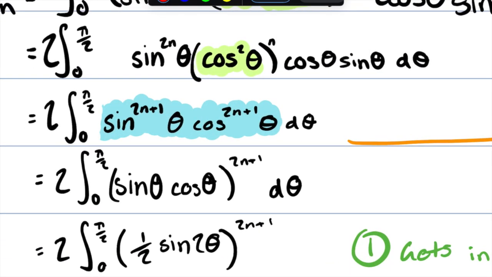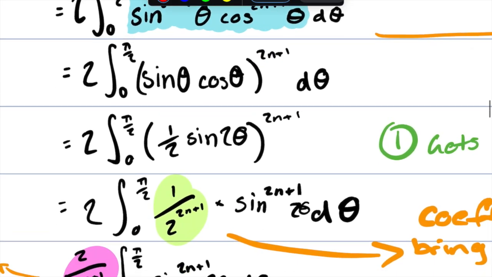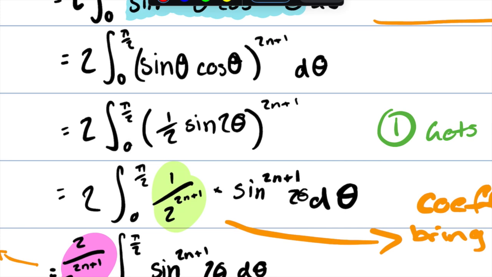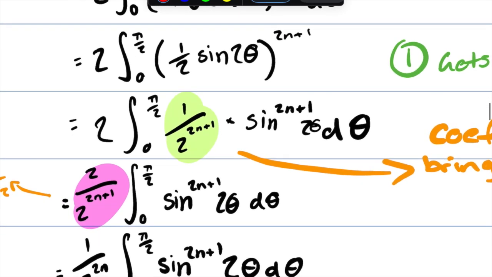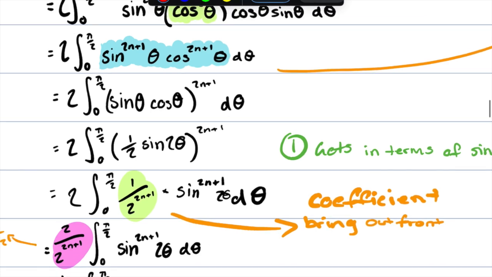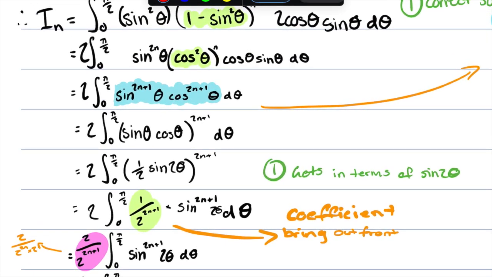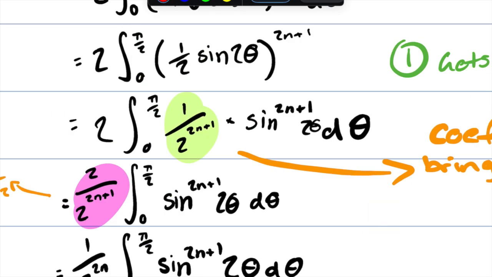From this, if we take the 2n plus 1 out, we can then rewrite this expression here as a half sine 2 theta, all to the power of 2n plus 1. Expanding through, we get our 1 on 2 to the 2n plus 1, as this distributes to each term, times sine 2n plus 1 of 2 theta d theta. Here we get a mark for getting our integral in terms of sine 2 theta. As n is just an integer term, we can bring this out the front and begin to simplify.